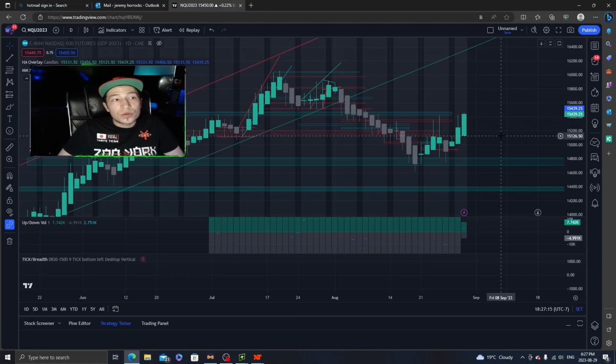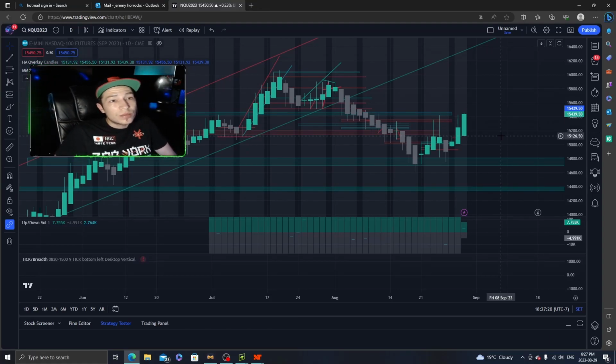Yo, what's up? So just want to show you guys really quickly how I draw my support and resistance levels and zones on the time chart.